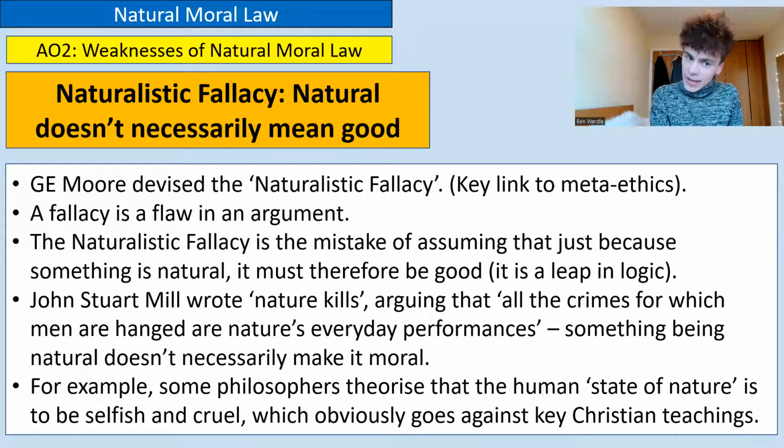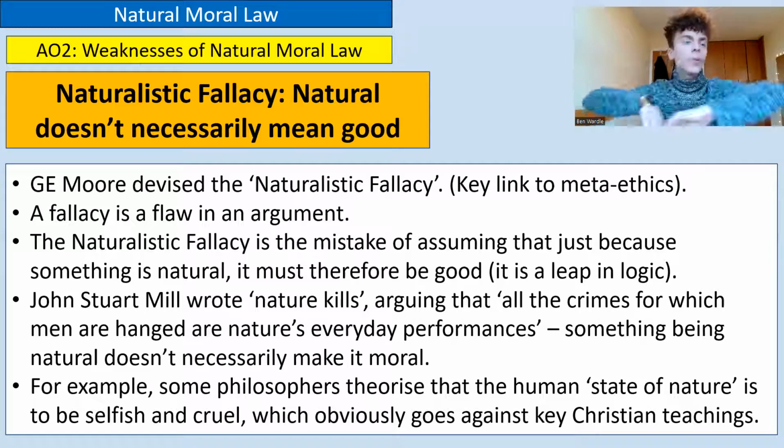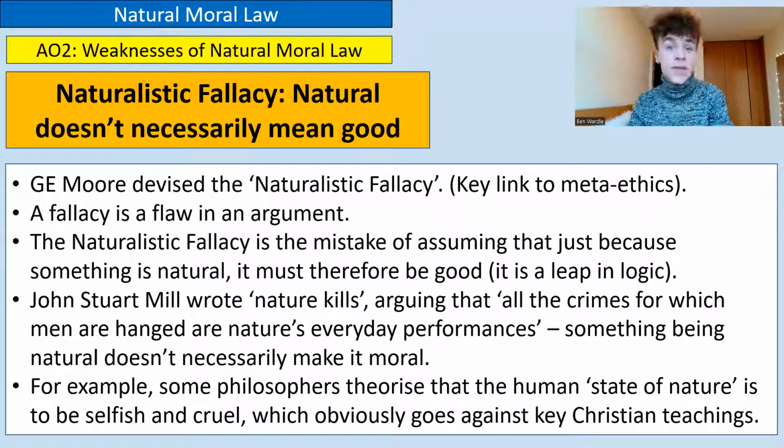Now, the naturalistic fallacy is from a man called G.E. Moore. And a fallacy is a flaw in an argument. The fallacy of composition, for example, criticizes the cosmological argument, saying what is true of the part is not necessarily true of the whole. Now, the naturalistic fallacy is the mistake of assuming that just because something is natural, whatever that word means, it must therefore be good. Okay, so just because something comes naturally, that doesn't necessarily mean that it is good or the right thing to do.